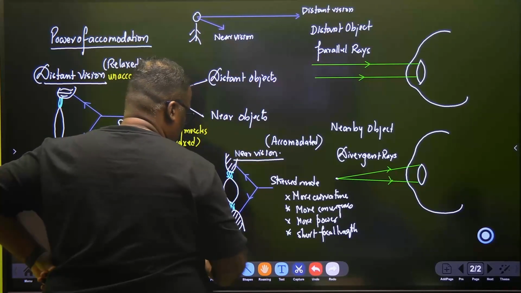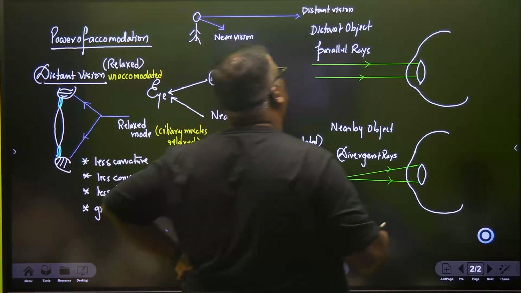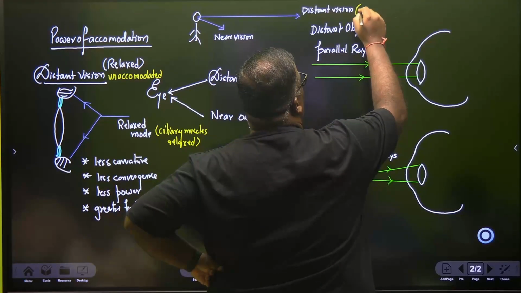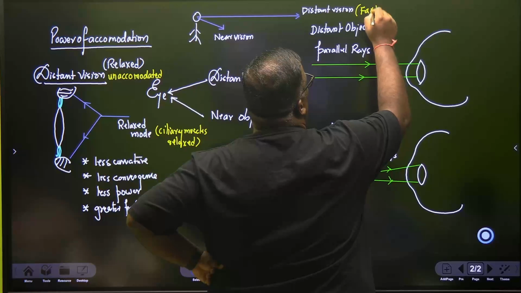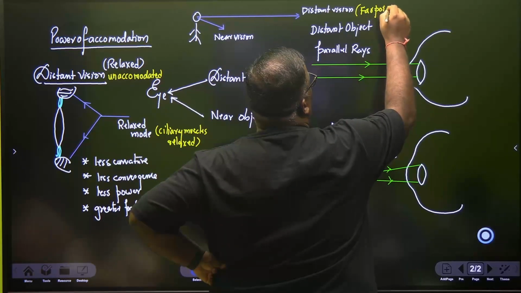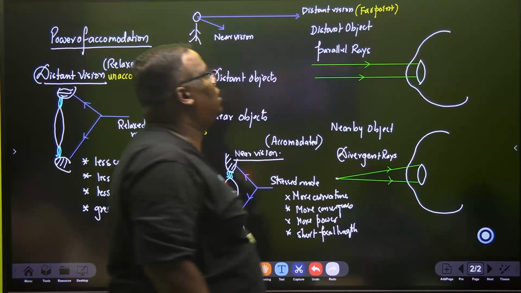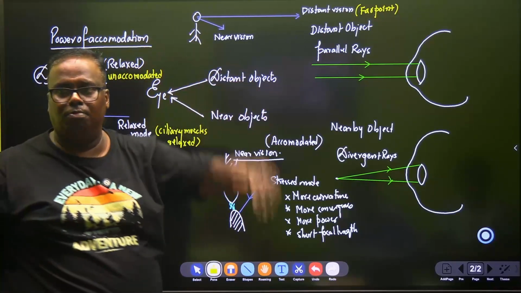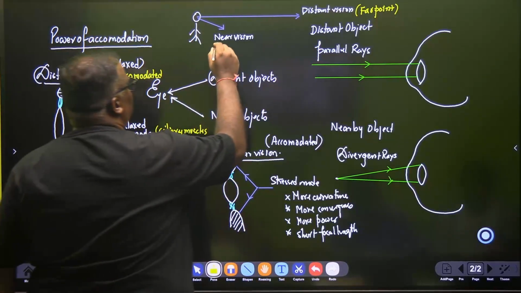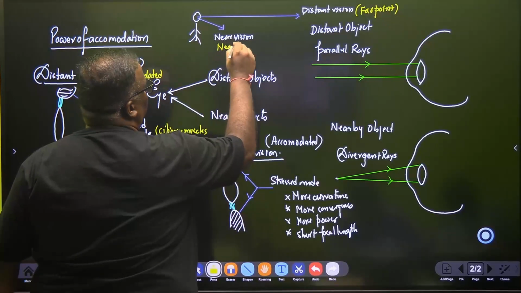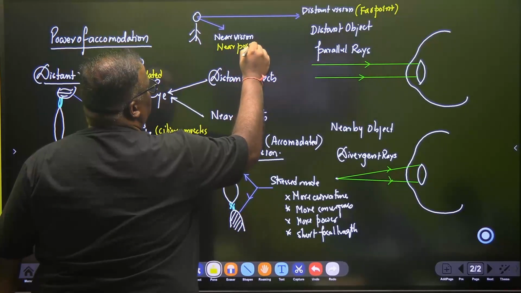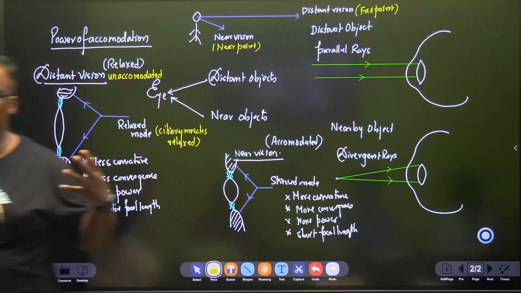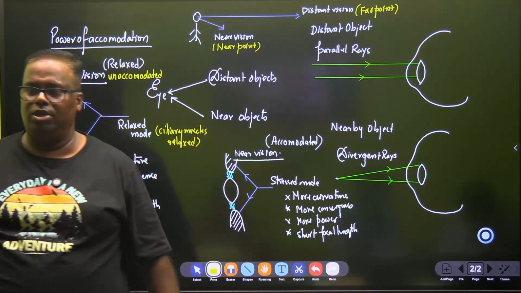When we study it from the physics and optics part, or from optometry, we call this the far point. What is the far point? The maximum distance that you can see without any stress in your eye. That's called your far point. And the near vision is known as the near point. The minimum distance which you can see clearly without stressing your eyes is called the near point, right?